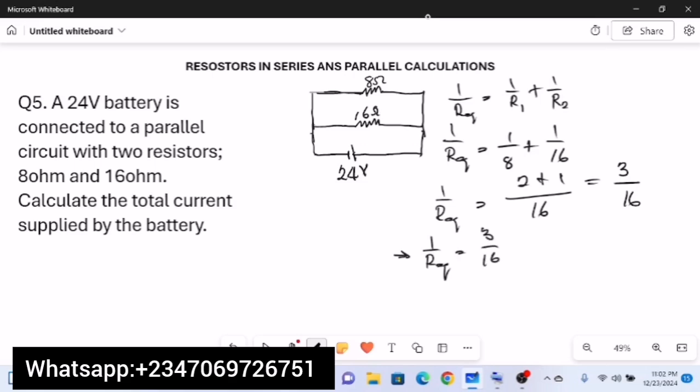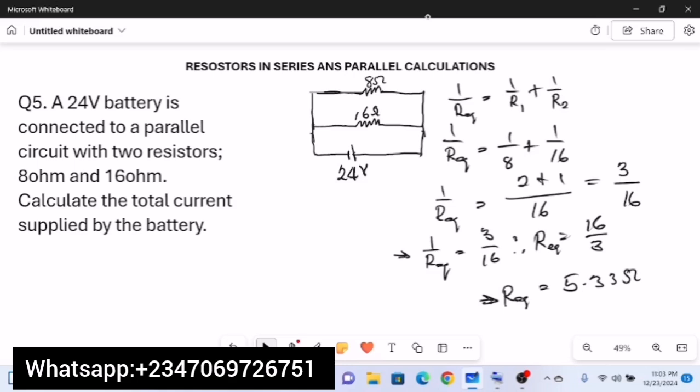And if we go by inverting to find R equivalent, so simply send R equivalent up, bring 1 down. That means you're also going to do the same thing at the right hand side. Send 16 up, bring 3 down. So if you do that, therefore you're going to have R equivalent equal to 16 all over 3. So let's find the value of 16 over 3. So 16 over 3 simply gives us approximately 5.33 ohms. So the equivalent resistance is simply 5.33 ohms.